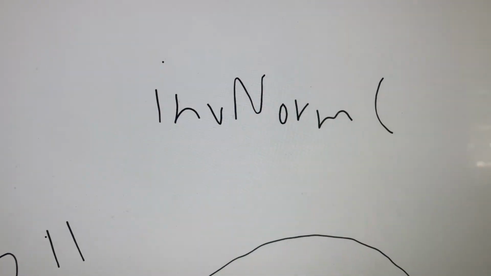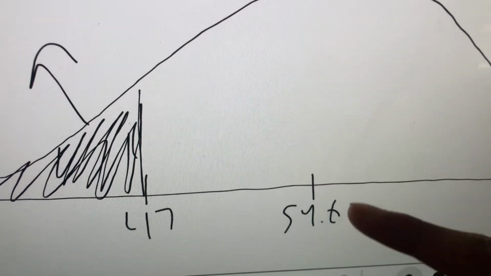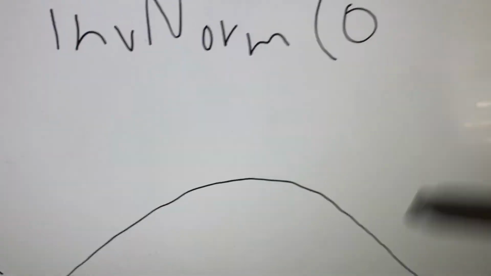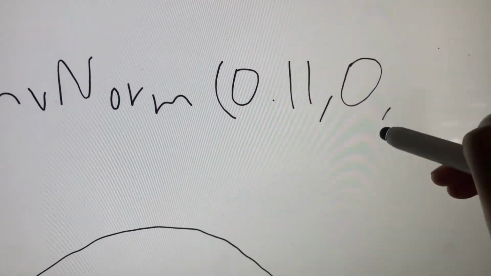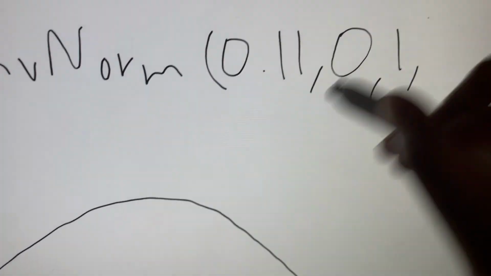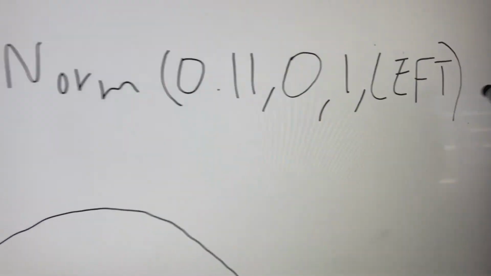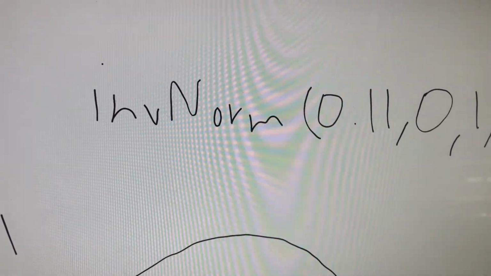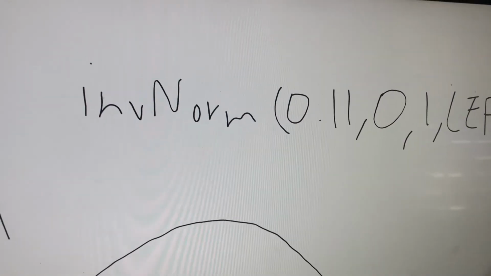We're going to want to standardize it since we don't know the standard deviation of this particular graph. But we do know that a standard graph has a mean of 0 and a standard deviation of 1. Since this 0.11 area is on the left side, there's an option for left in the calculator. It gives us the z-value.